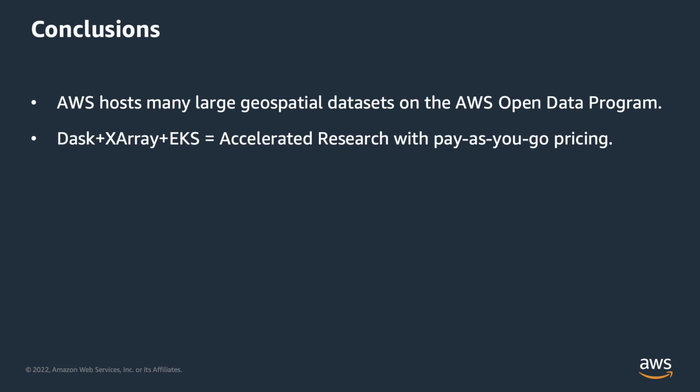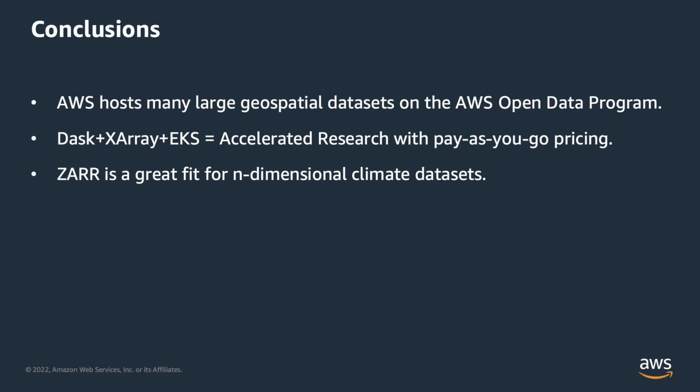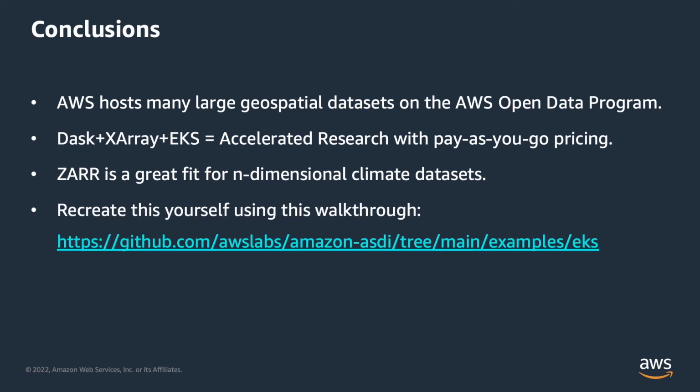Second, using Xarray and Dask running on cloud infrastructure like Amazon EKS allows you to scale out to get your research questions and calculations completed quickly, but it also scales back in to save on costs because you only pay for what you use on the cloud. Third, Zarr is an n-dimensional cloud streamable file format ideally suited for large n-dimensional climate datasets. And you can find examples of Zarr datasets on the AWS Open Data Program, along with example blogs and notebooks to help you get started.